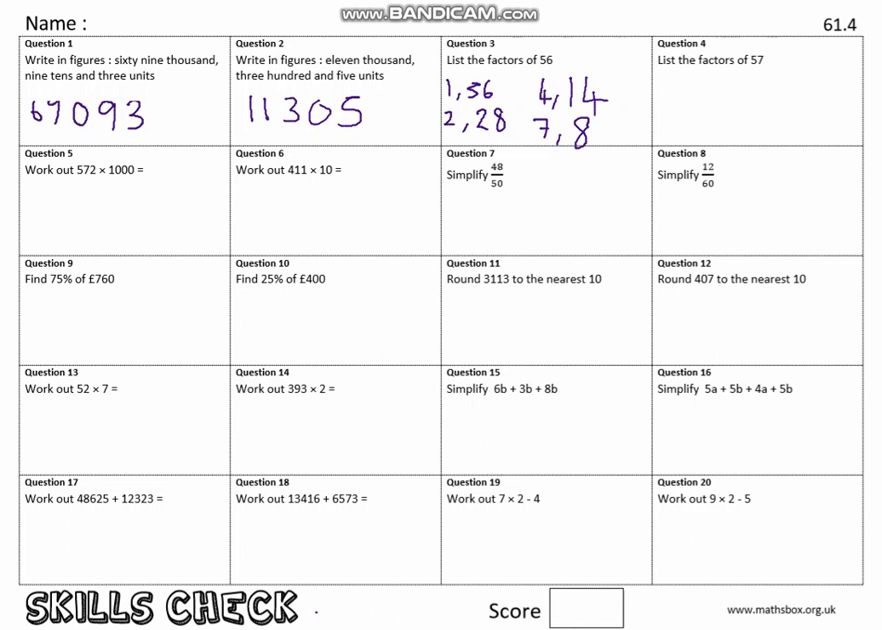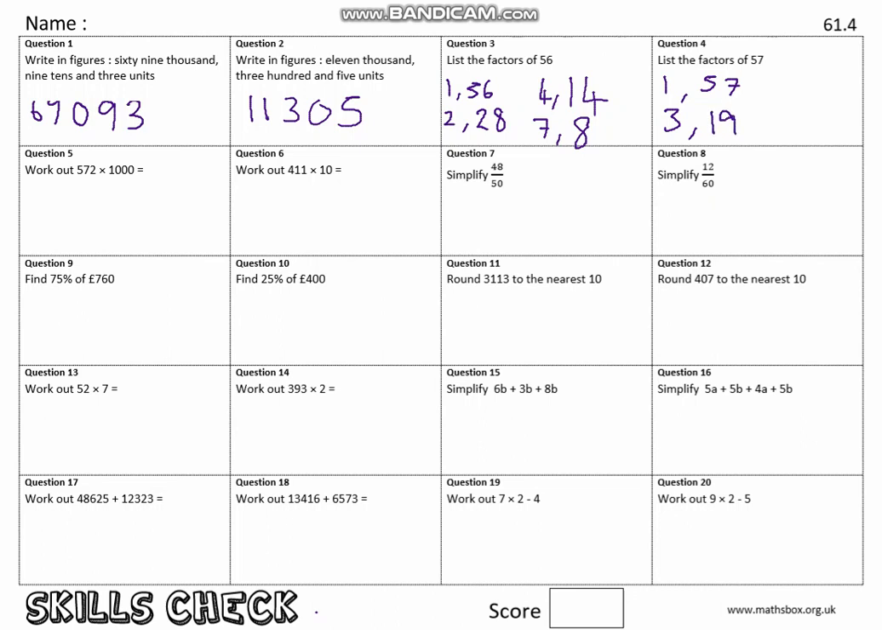Next one's a little bit easier, there's not quite as many for this one. So we've got 57, so obviously we start with our 1 and our 57. Now, it's not a prime number, but it's also not even, so 2 doesn't go into it. But does 3? Well, 3 does go into it, so if we divide 57 by 3, we would get 19, so we can put 19 in next to our number 3.